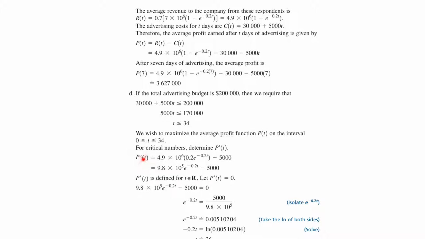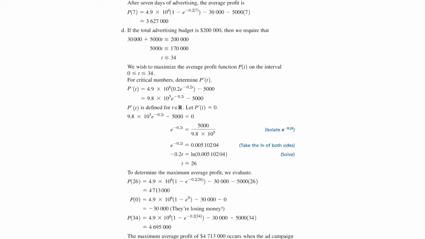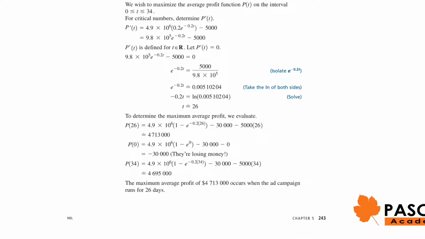We take the derivative of P(t), set it to 0, and solve a simple exponential equation, and we find t is approximately 26. We calculate the value of P(t) at 26, 0, and 34. And we see when t is 26, we have the maximum profit, which is $4,713,000.